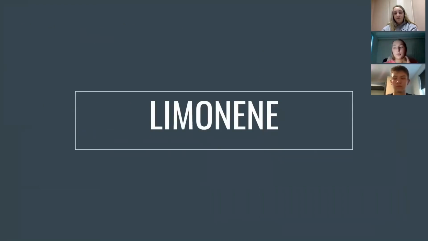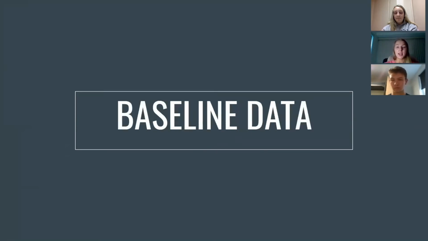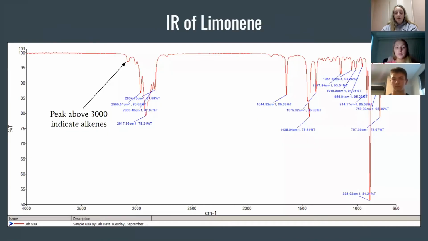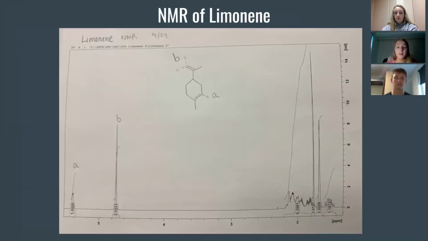So for the first product, we decided to take an IR and NMR of both, but we'll talk about limonene first. We wanted baseline data to be able to compare our final results to. So we took an IR of the pure product, which indicates a peak above 3,000, which lets us know that there are alkenes present, which means double bonds. And our NMR shows 2 important peaks.